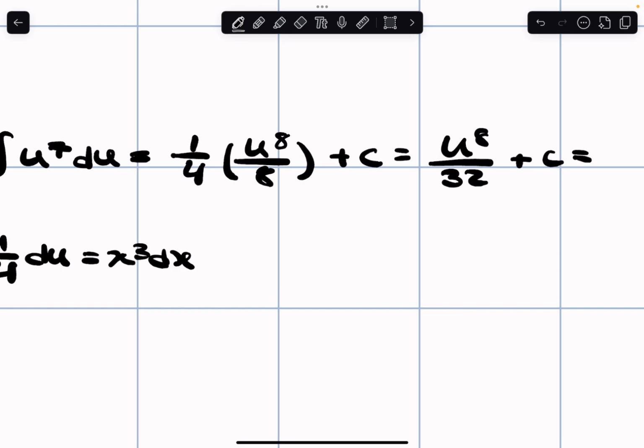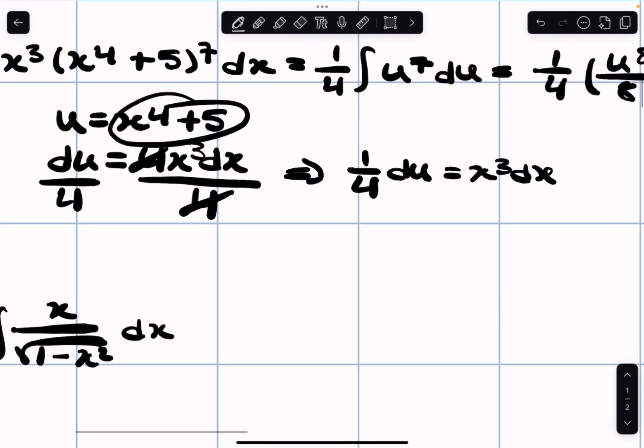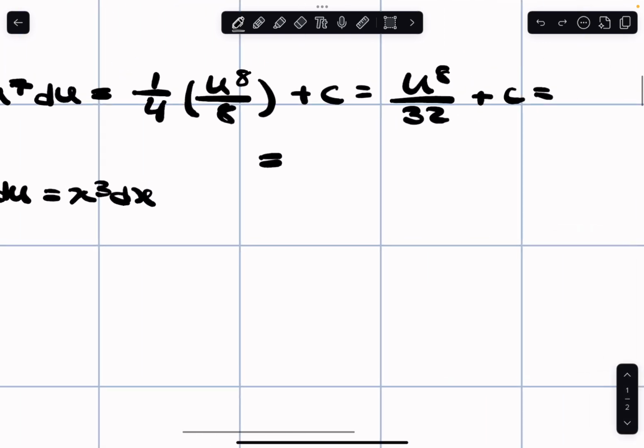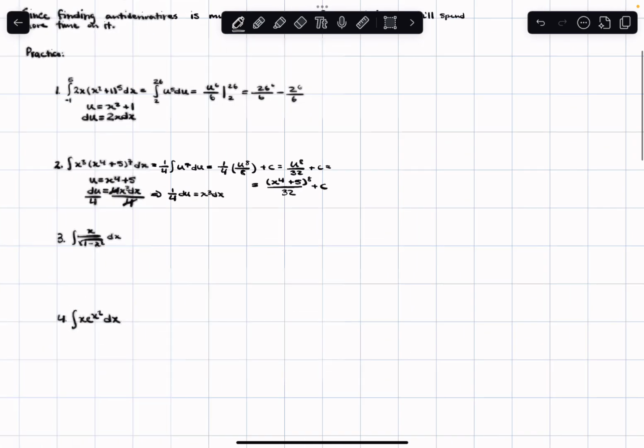And then you have to plug u back in. We said u is x to the 4th plus 5, so we should use parentheses here: (x to the 4th plus 5) to the 8th over 32 plus c will be your answer. Okay.